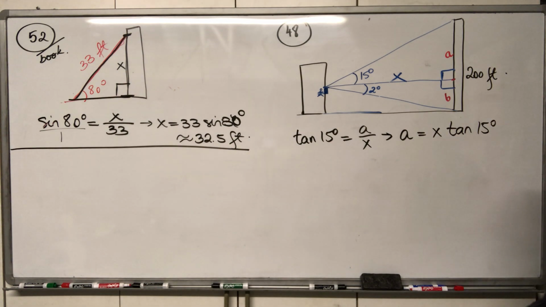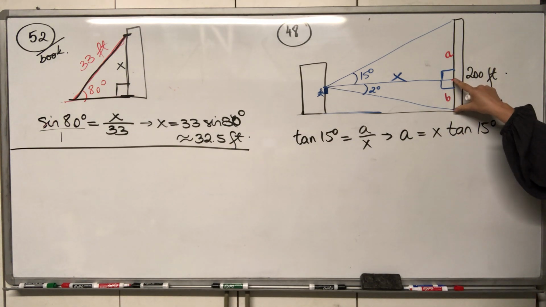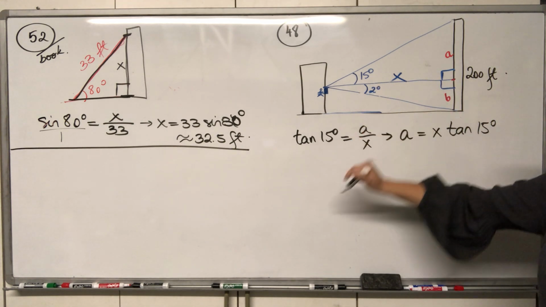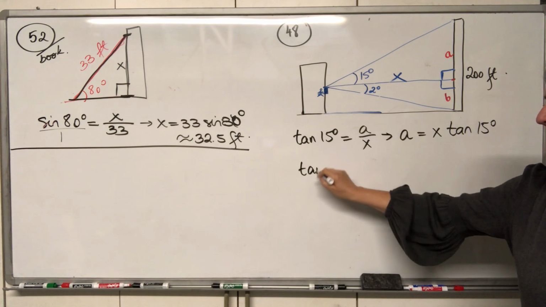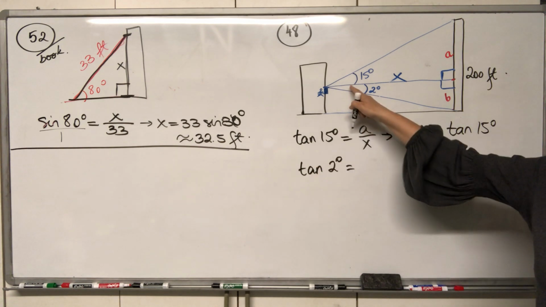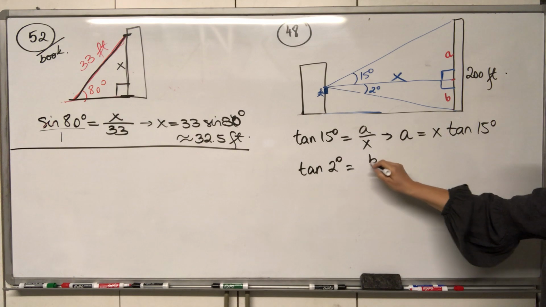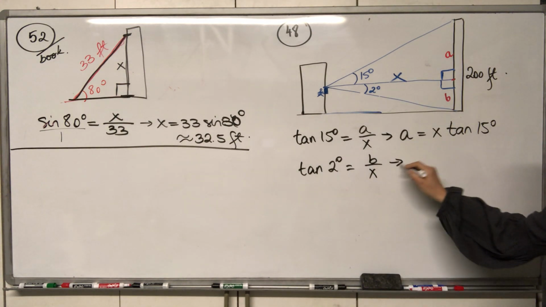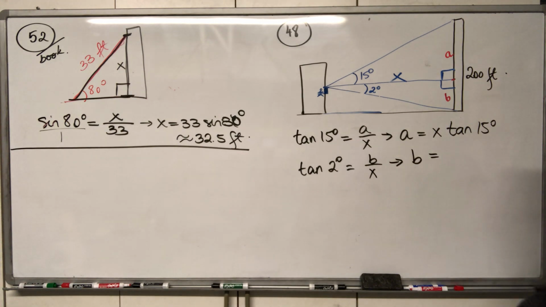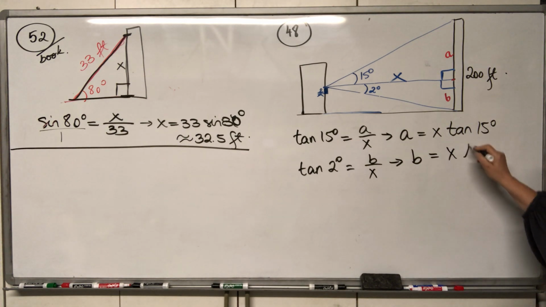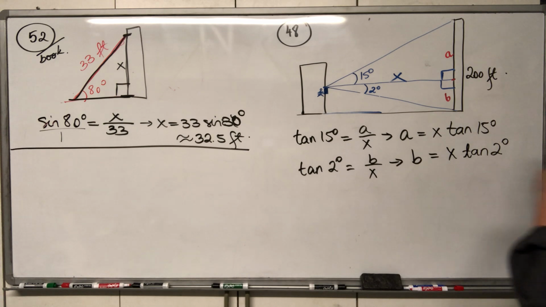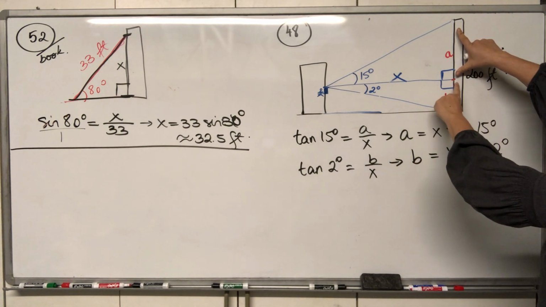Great. The same way, can we determine a connection between B, x, and this 2-degree angle? Sure enough, same thing. Tangent of 2 degrees is the opposite, which is B, over the adjacent leg, which is x. So I'm going to solve this for B, and I get that B is x times tangent of 2 degrees. And as I said, I really don't care what A and B are, but do you know anything about A and B?